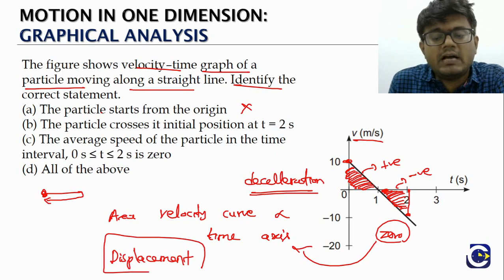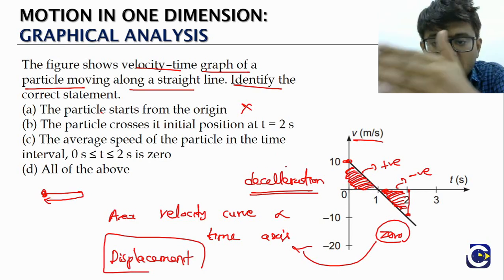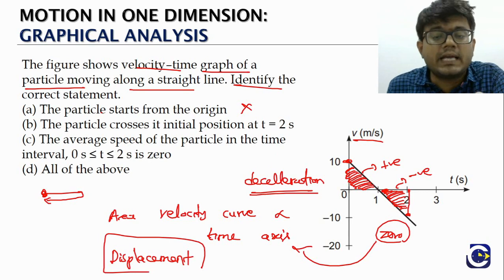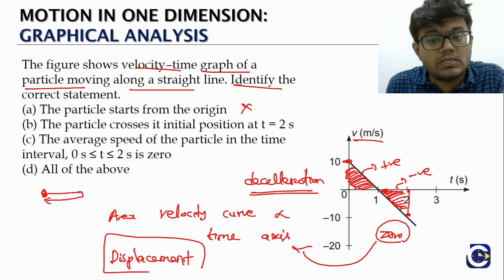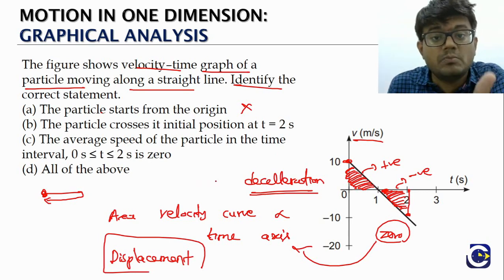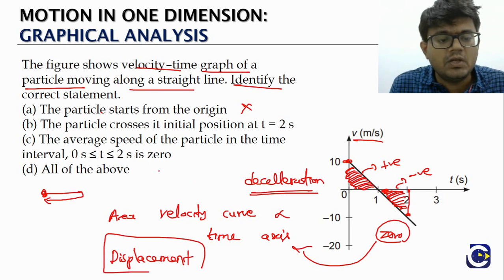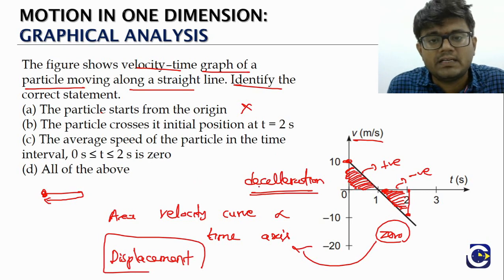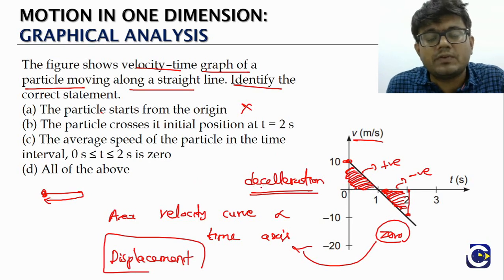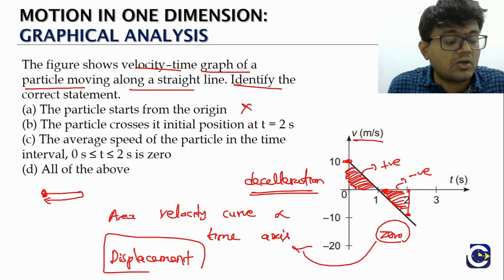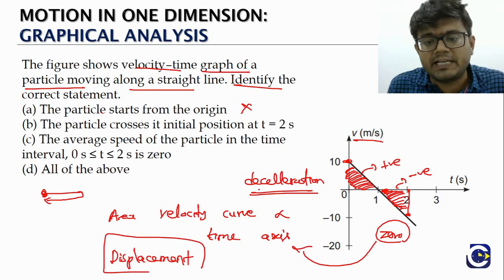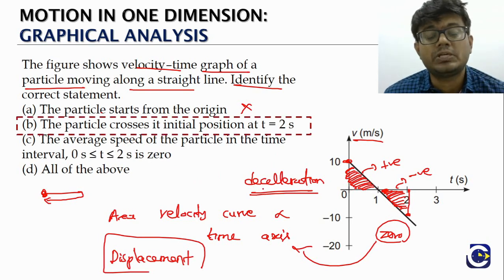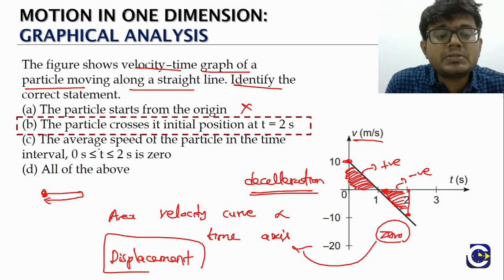For some time it has a positive displacement, which means it is going in, let us say, the positive x-axis direction. Then the displacement is coming negative from t equal to 1 to t equal to 2, which means the particle must be moving in the negative x-axis direction. So for the 2 second journey, the overall displacement is 0, which means the particle must be crossing the initial position at that particular time. So what is the answer for this? Option 2. Option C is what?